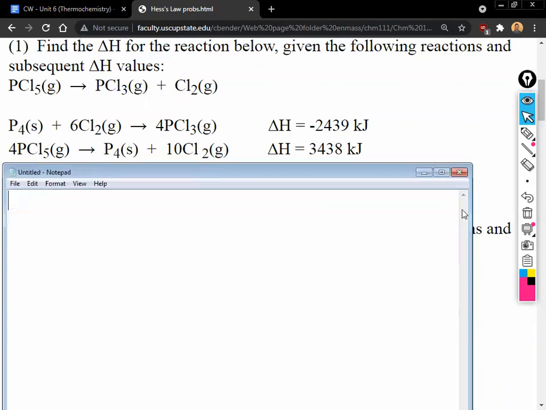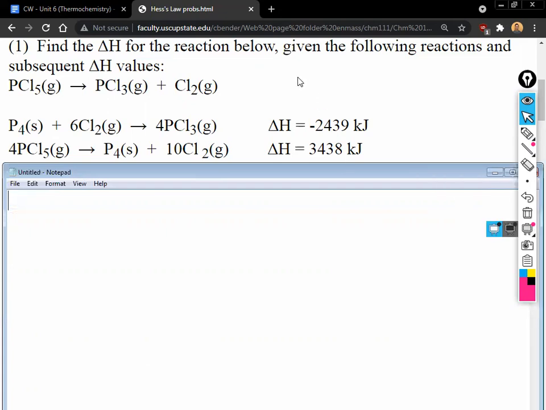Oh, I should cover the answer, huh? Oops. Even if you have the answer, you have to figure out how to get there, but we'll hide it. No spoilers. Okay, so you want to find the delta H of the reaction below. The PCl5 forms PCl3 and Cl2 gas, and you have those 2 equations right there.